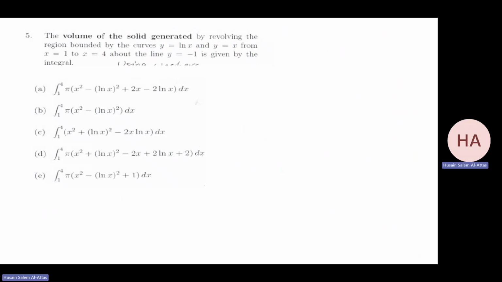Now the solid generated by the following region bounded by the curves y equal ln x and y equal x. They will not intersect. Okay, from x equal 1. X equal 1, it's here.